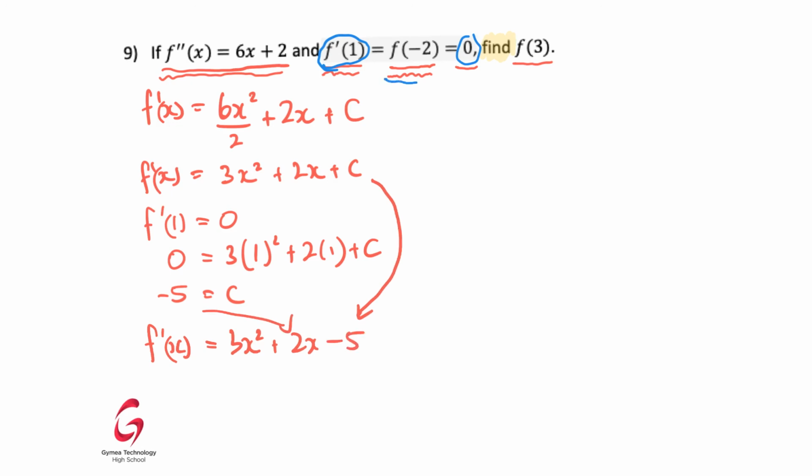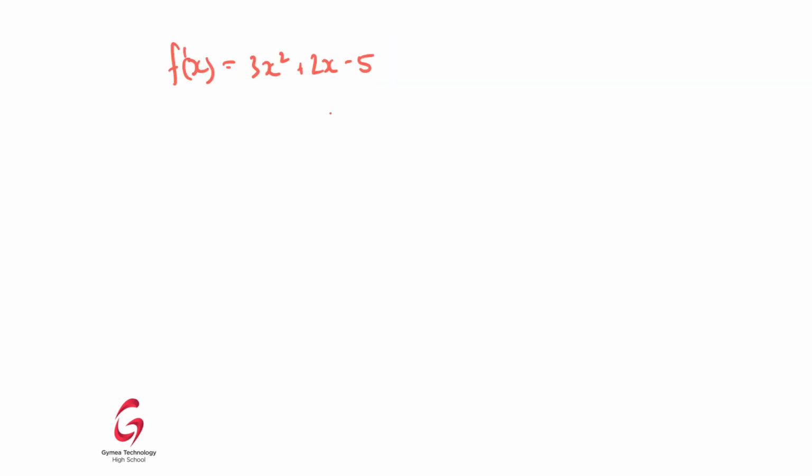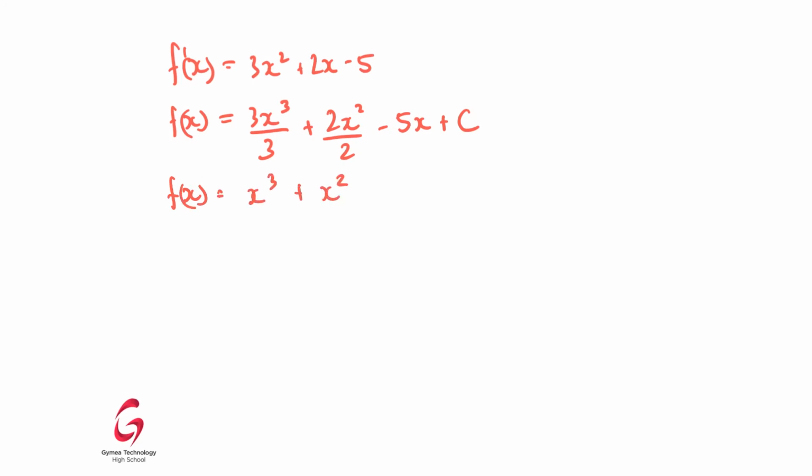The next bit of information we're going to use is this, that says when the original function has a value of -2, the answer is also 0. So if we have the first derivative there, this means the original function is going to be 3x, and we're going to add 1 to the power, divide by the new power, plus 2x squared divided by 2, minus 5x plus maybe a constant on the end. Just tidying this up, we're left with x cubed plus x squared minus 5x plus c.